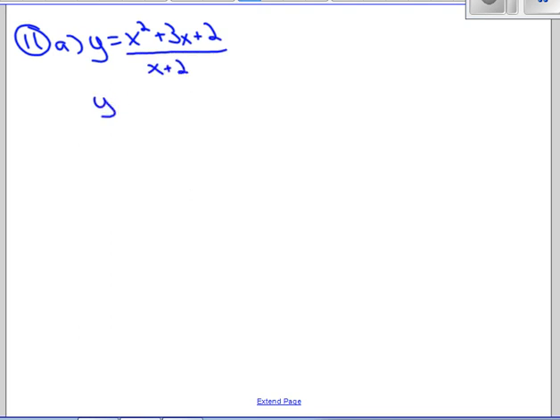Number 11, we're looking for extended functions. So essentially, we want to remove any removable discontinuities. 11a is y equals x squared plus 3x plus 2 all over x plus 2. You likely want to factor the top and bottom here.